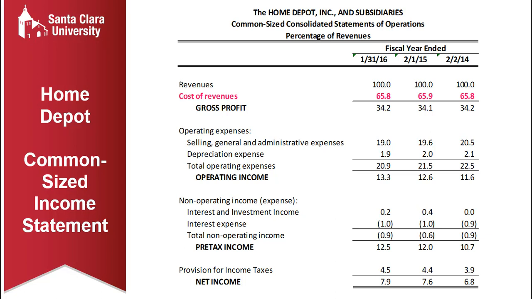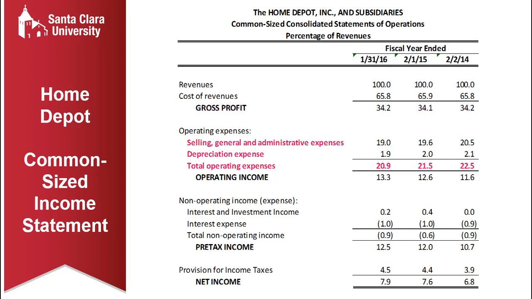Like most retailers, Home Depot's largest expense is its cost of revenues. In the common-sized income statement, gross profit represents the weighted average markup that Home Depot charges its customers. The common-sized income statement indicates that Home Depot's weighted average markup for the year ending in January 2016 was 34.2%.